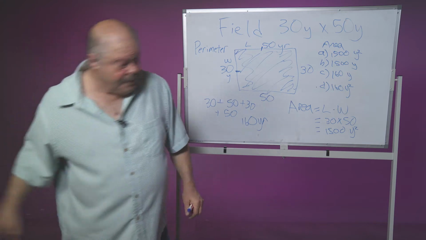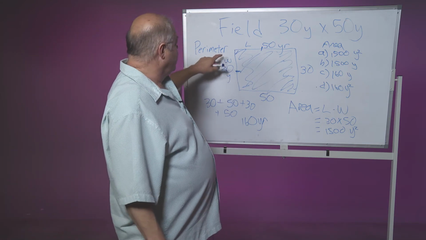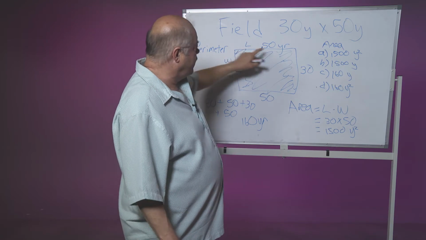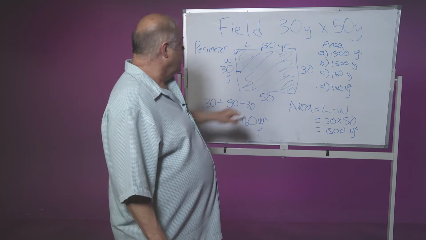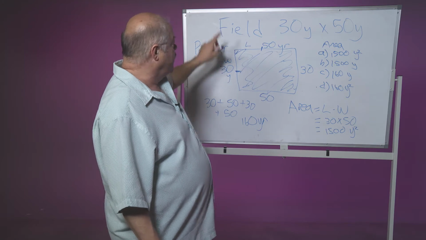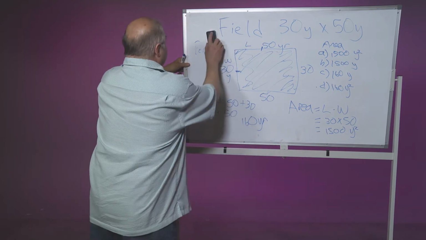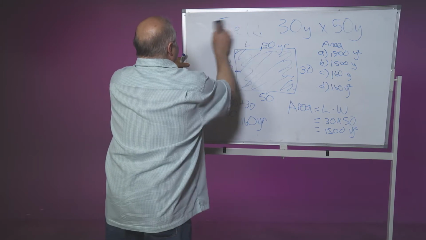Again, the perimeter is the width times the length, plus the length, plus the width, plus the length. The area is the width times the length. The width times the length. All right.